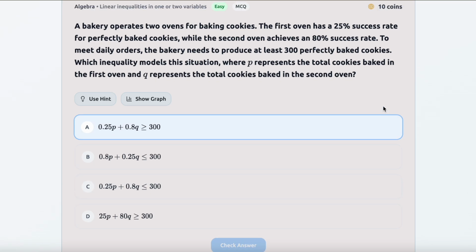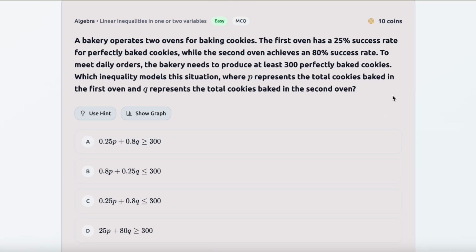Okay. This next question says a bakery operates 2 ovens for baking cookies. The first oven has a 25% success rate for perfectly baked cookies, while the second oven achieves an 80% success rate. To meet daily orders, the bakery needs to produce at least 300 perfectly baked cookies. Which inequality models this situation where P represents the total cookies baked in the first oven and Q represents the total cookies baked in the second oven?